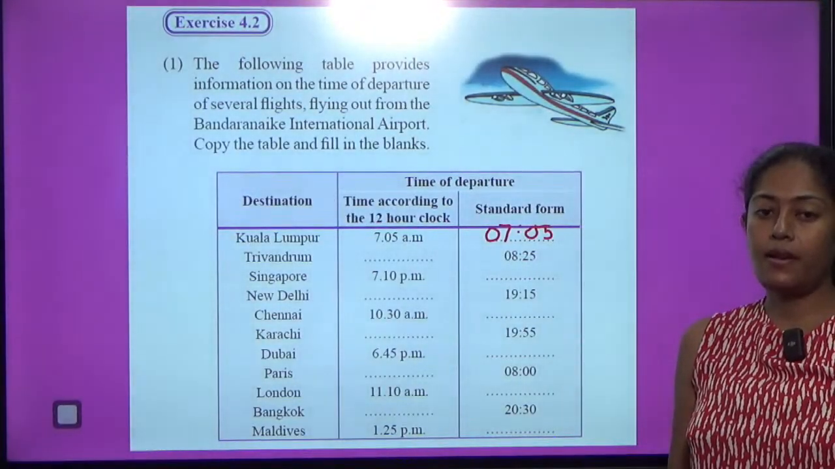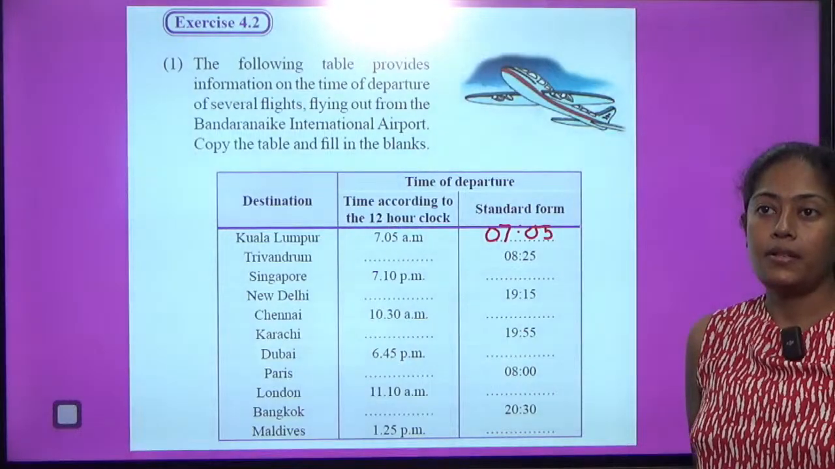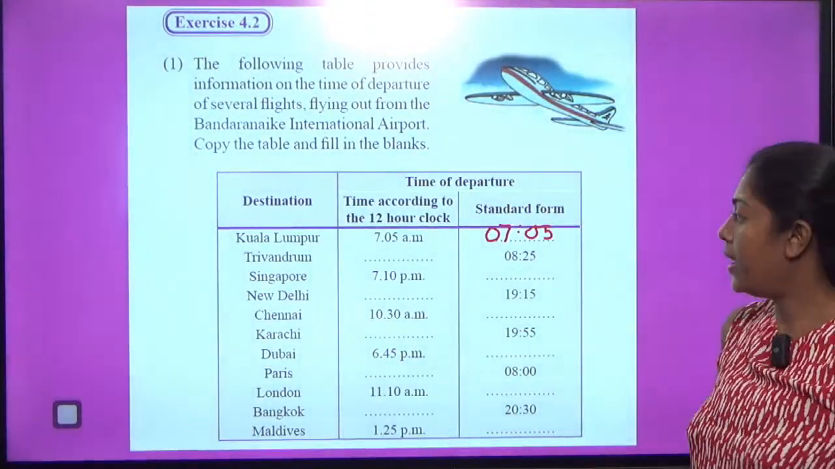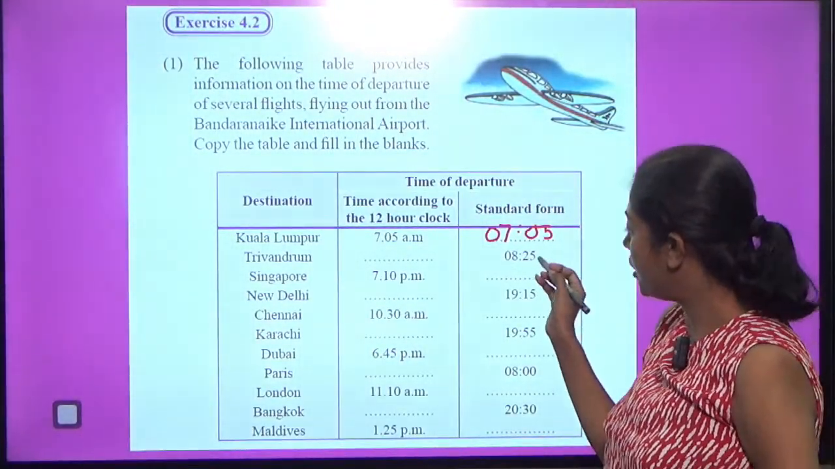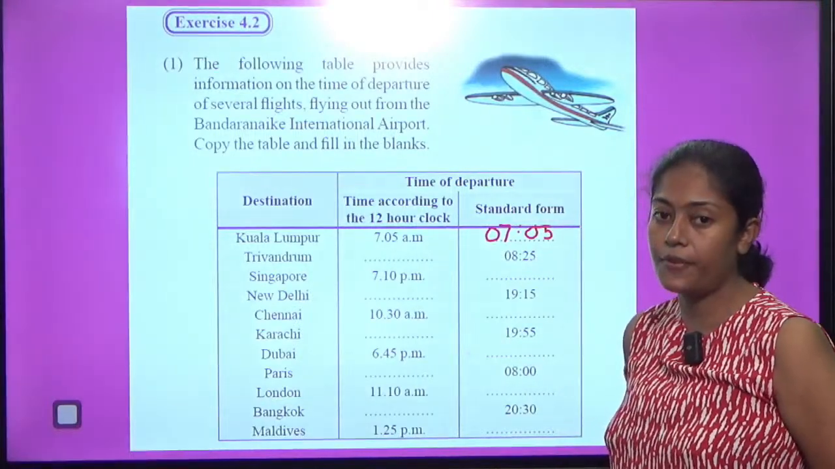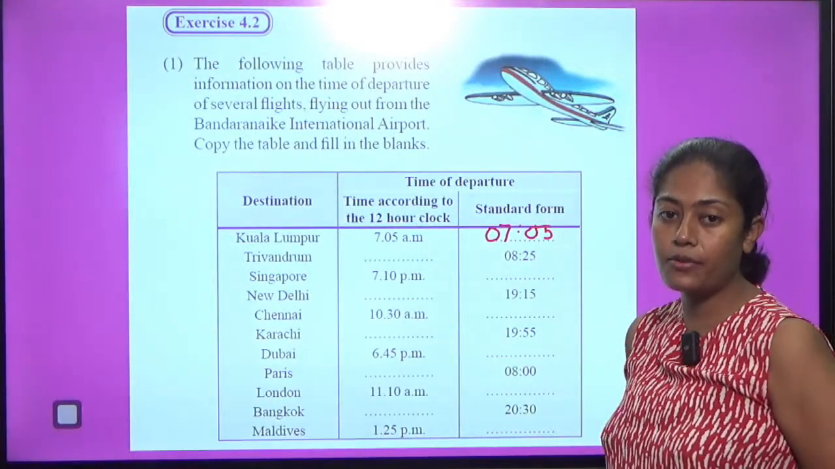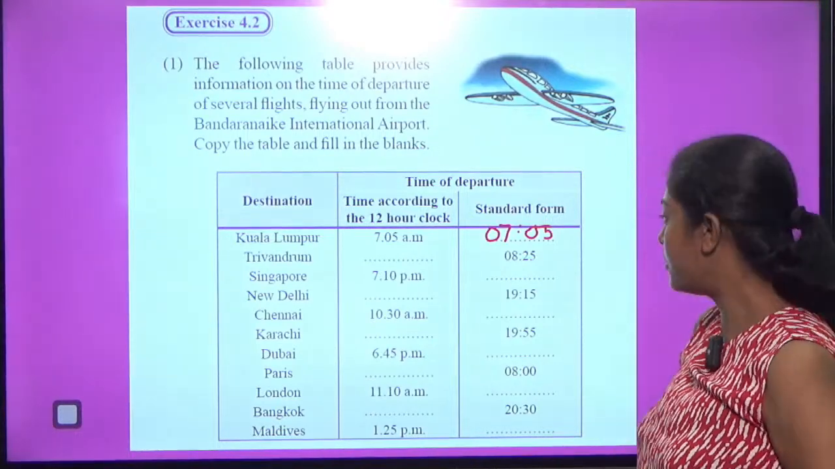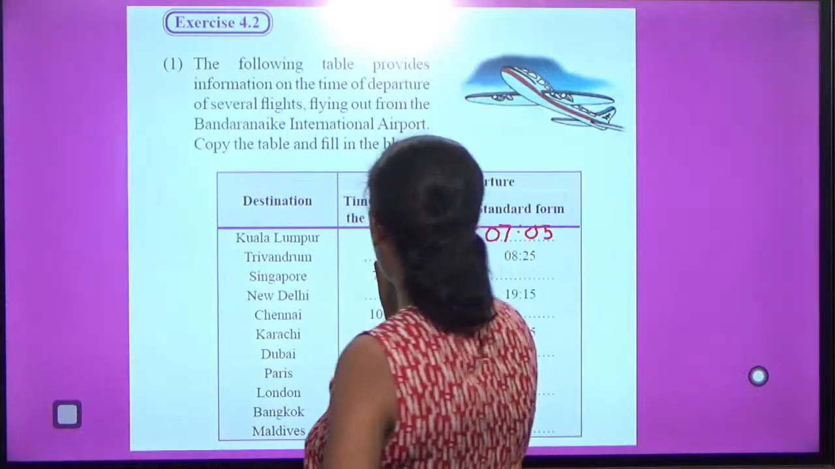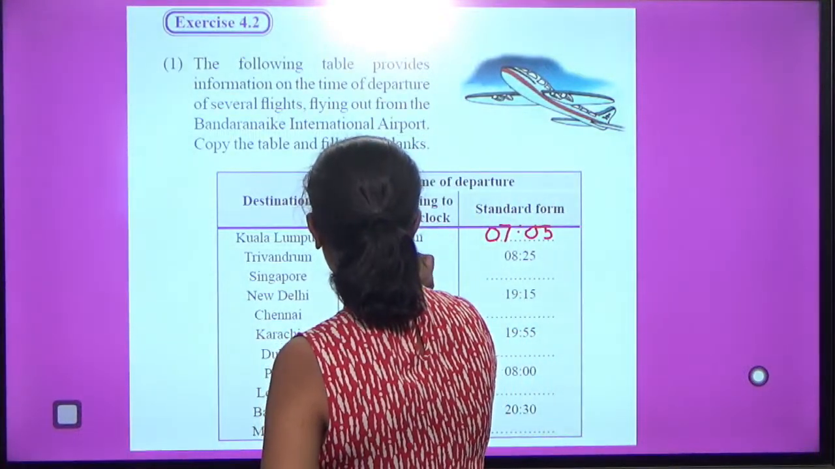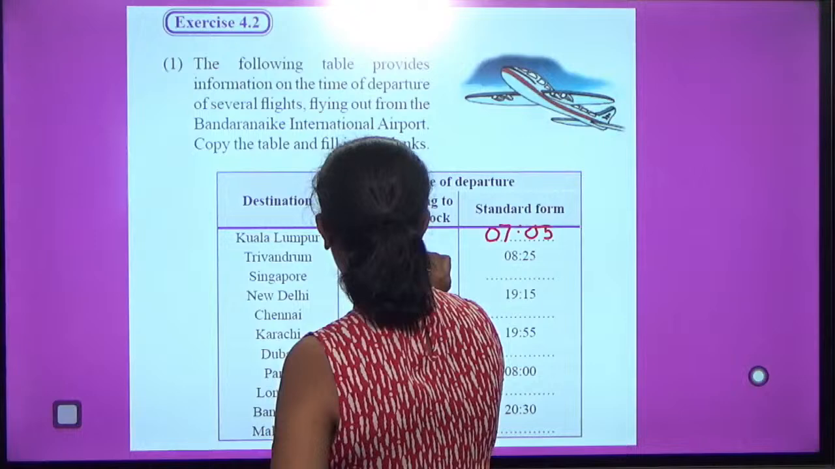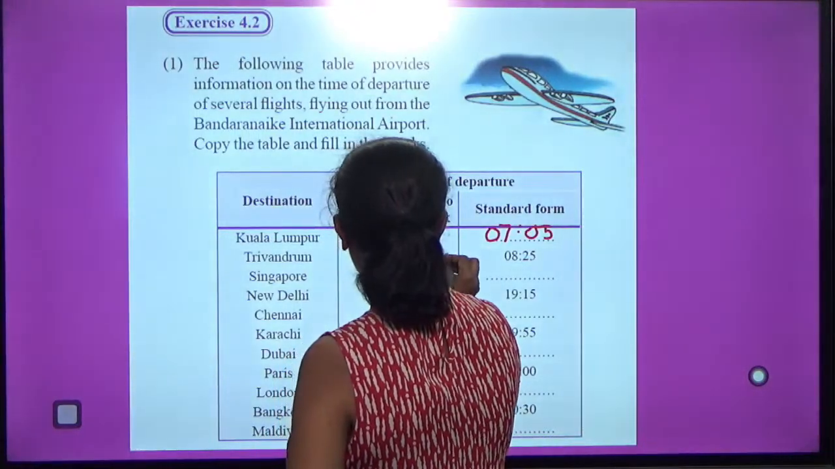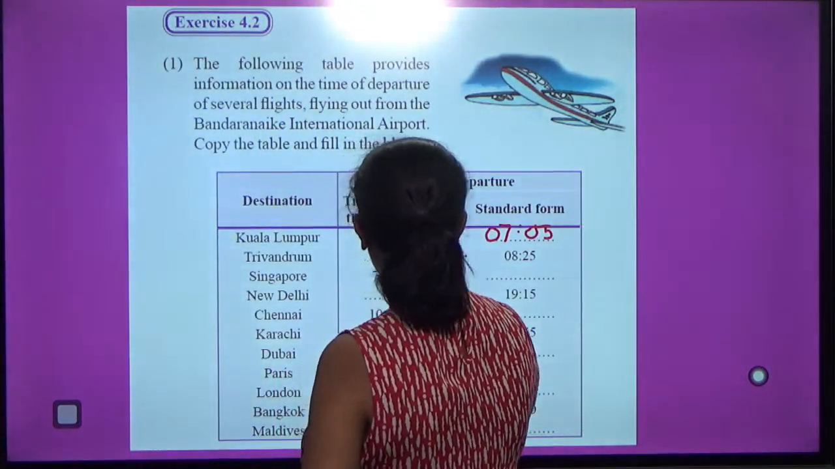Next one, Trivandrum. They have given standard form 8:25. So you can identify this one also from 1 to 12 time, that means AM time. Then just you can write 8:25 AM. Right?